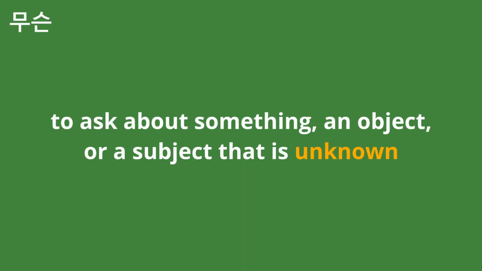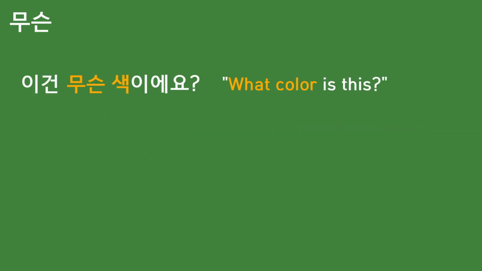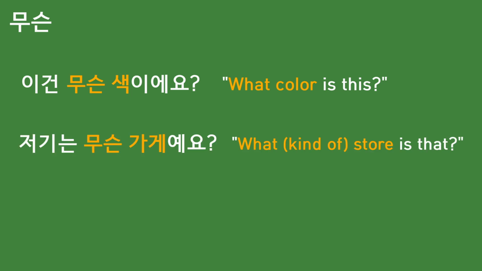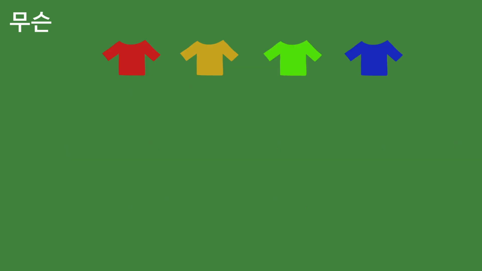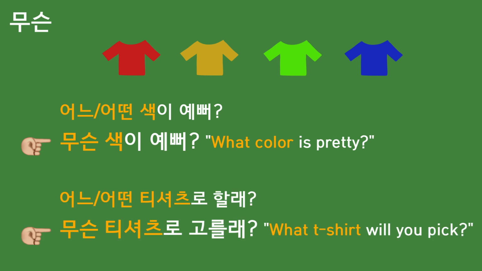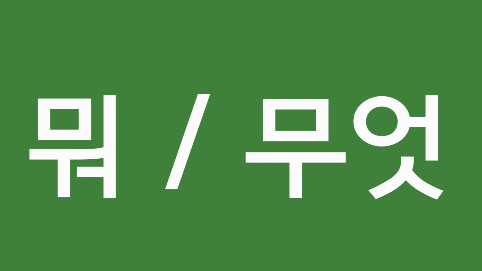This can be used to ask about something, an object, or a subject that is unknown. 이건 무슨 색이에요? What color is this? 저기는 무슨 가게예요? What kind of store is that? Or what store is that? 무슨 일이야? What's happening? What's going on? And this can also be applied to previous questions. 무슨 색이 예뻐? 무슨 티셔츠로 고를래? Because regardless of whether there are options or not, it can also be used when it's not known what the other person will choose. Finally, let's look at 뭐 and 무엇.